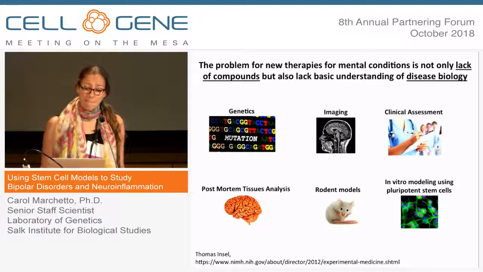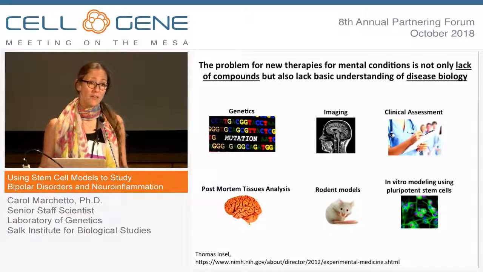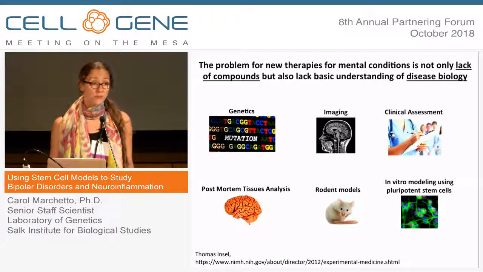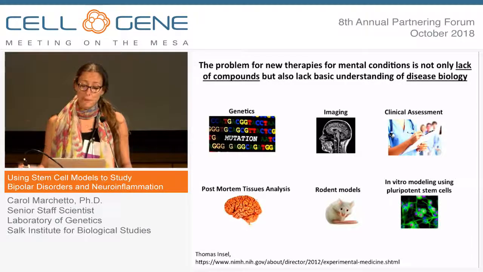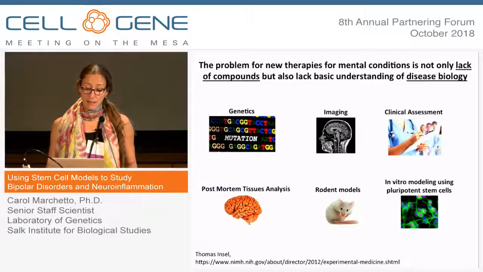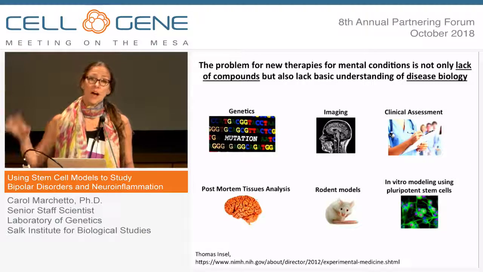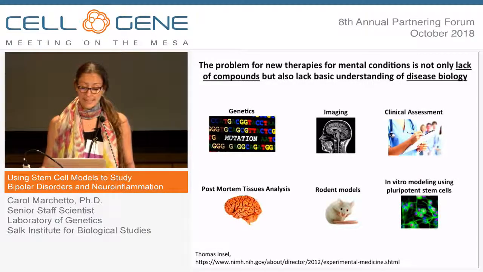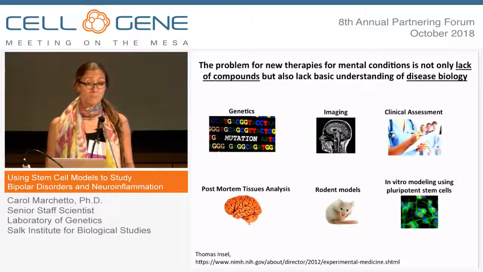And we think that harnessing knowledge that is already out there, such as good genetics, as Kristen has mentioned before, good genetic analysis, brain imaging, good clinical assessment data, postmortem tissue analysis, and rodent models, together with stem cell disease-based models, is a way to help gain more biological information.